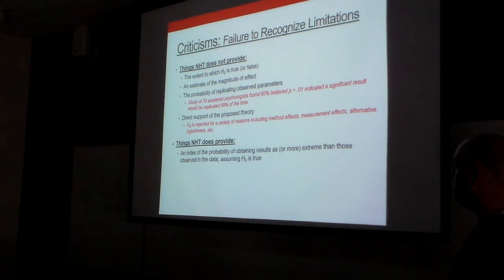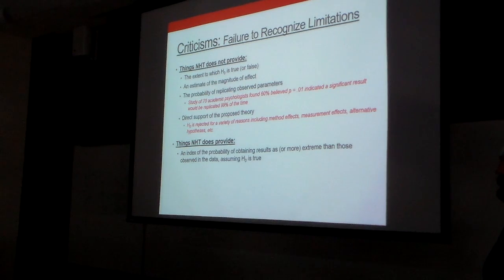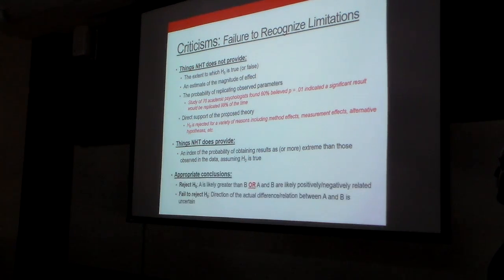Things that we can tell based on our null hypothesis test: an index of the probability of obtaining results as or more extreme than those observed, assuming that the null hypothesis is true. So this is fine, but this often isn't what we're interested in. What we're interested in is the probability of the null hypothesis given the data. What we get is the probability of the data given the null hypothesis. Then we get into that whole situation.